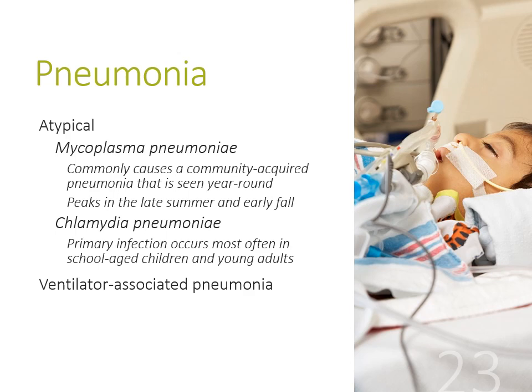Let's talk about ventilator-acquired pneumonia. Ventilator-acquired pneumonia is a pneumonia that happens after being intubated and on a ventilator for 48 hours. Multiple forms of therapy have been attempted to minimize the risk of developing VAP, including hand washing, closed airway suctioning, oral airway care, and elevating the head of the bed.